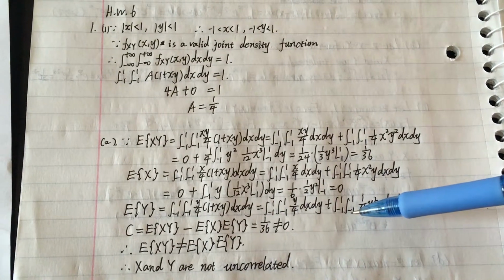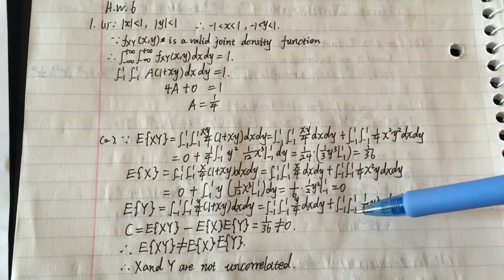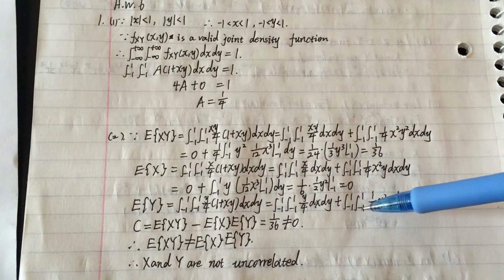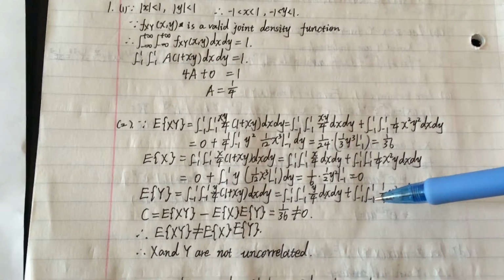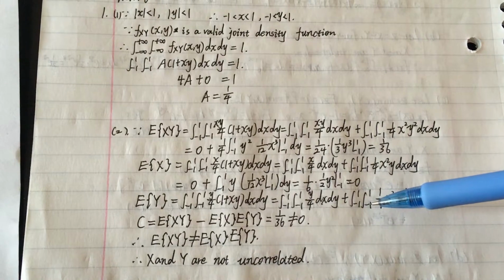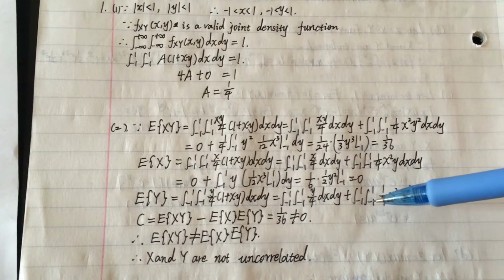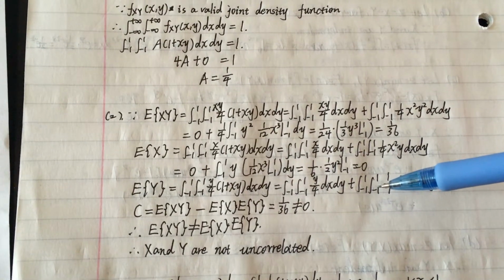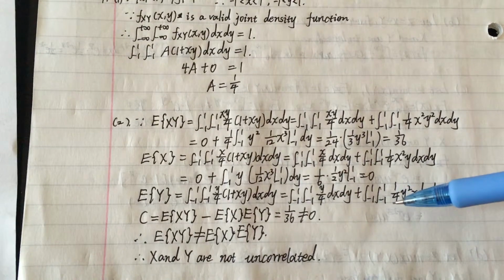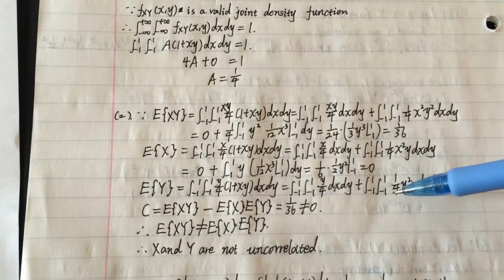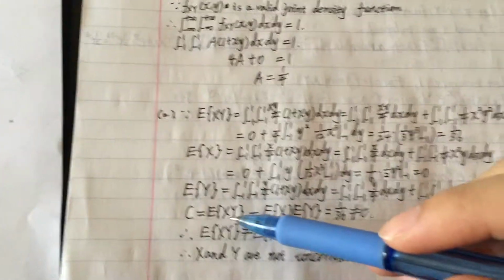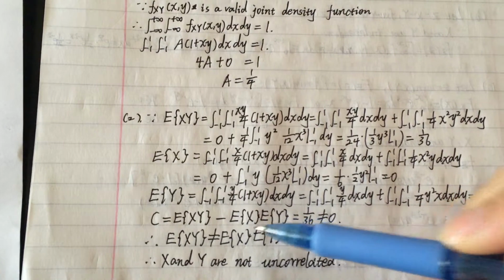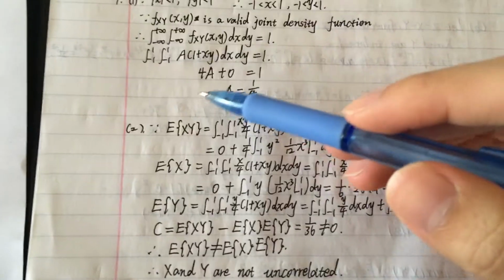Are x, y uncorrelated? We can figure out whether x, y are uncorrelated or not through the covariance of x and y. And the covariance of x and y equals the mean of xy minus the mean of x times the mean of y.